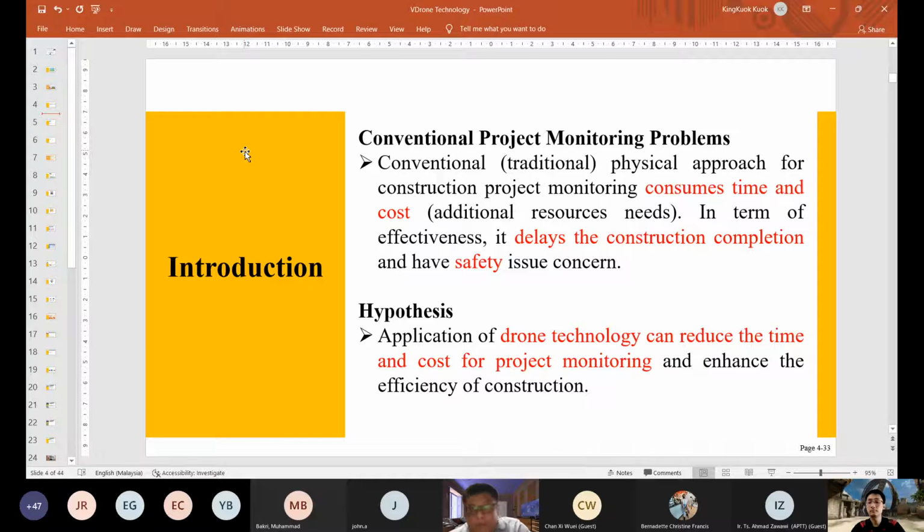So with the advancement of technology, there is one way for us to reduce the cost and the time in project monitoring and inspection. One of the ways is using the drone technology, and we believe that the drone can fly from one site to another site in a very short time, and one operator, one project engineer, or one site supervisor is sufficient to monitor or inspect the sites for a particular project. And this will save the cost, and it will save the time in project monitoring and inspection.